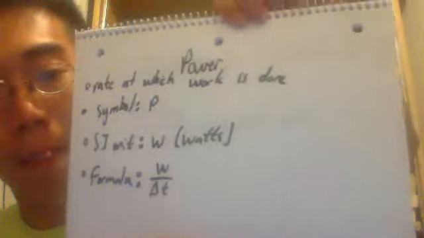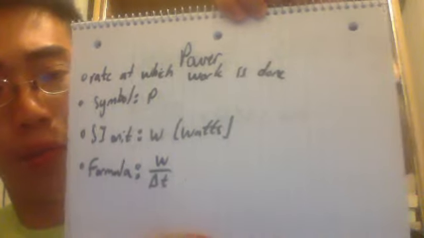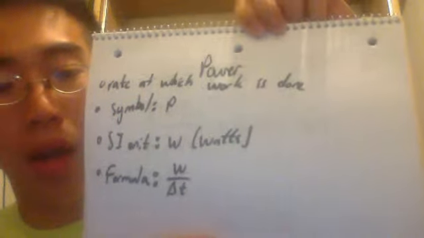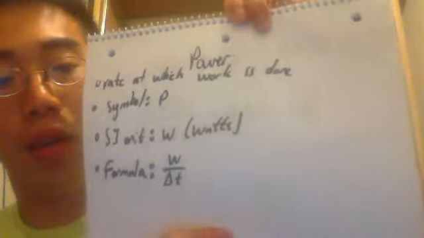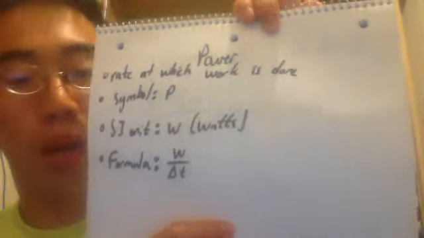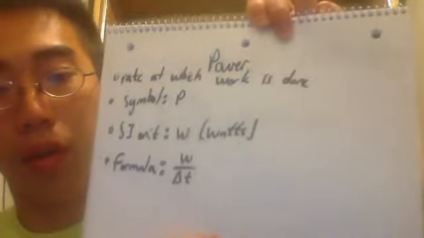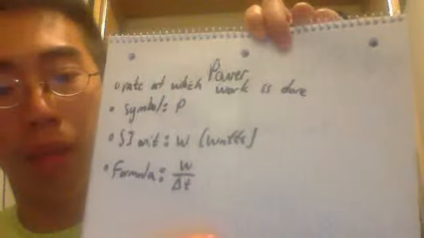And then finally, we have power. That's defined as the rate at which work is done. The symbol is P. The SI unit is W, or watts, and the formula is W over delta t, or work divided by change of time.